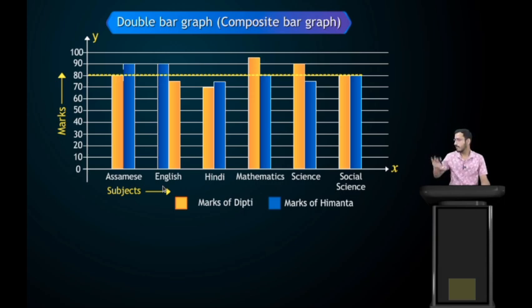The name of this bar graph is double bar graph, or we can say composite bar graph. You can see, because here is data of two students, Himanta and Deepti. So, double bar graph or composite bar graph.